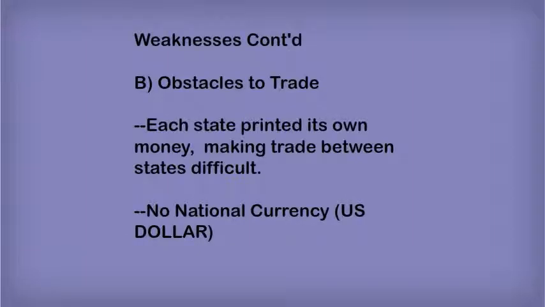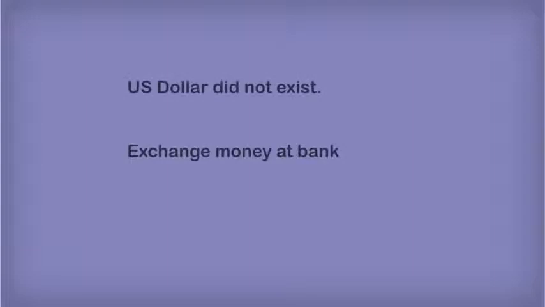Each state printed its own money, making trade between states difficult. There was no U.S. dollar. In other words, let's say I had Texas dollars and there were Oklahoma dollars. I would have to go to a Casa de Cambio here, an exchange place, or a bank, before I got into Oklahoma. If I wanted to trade with somebody, I'd see whether the money was the same, equal, or lesser value, and then change it so I get that kind of money, and then go shopping. It was very difficult because each state had its own money.